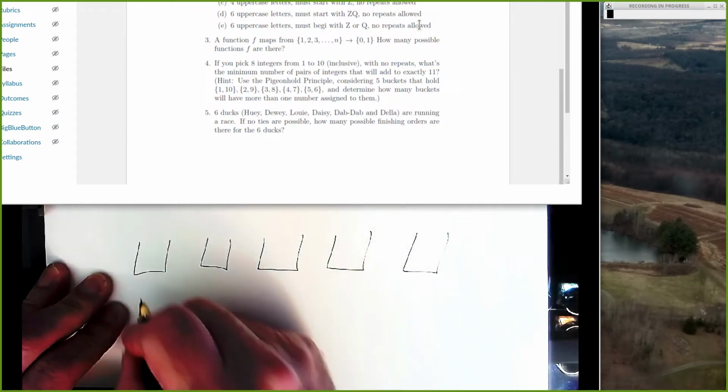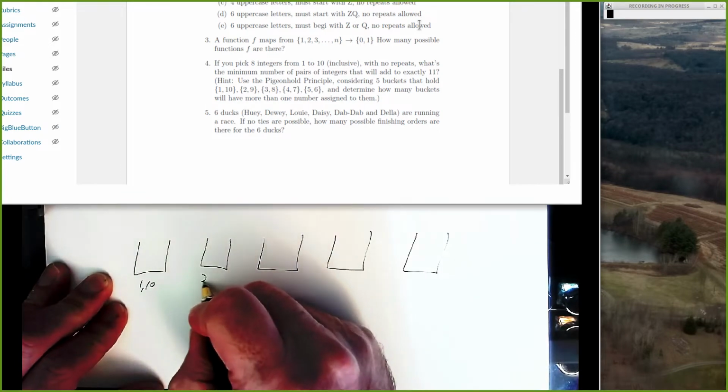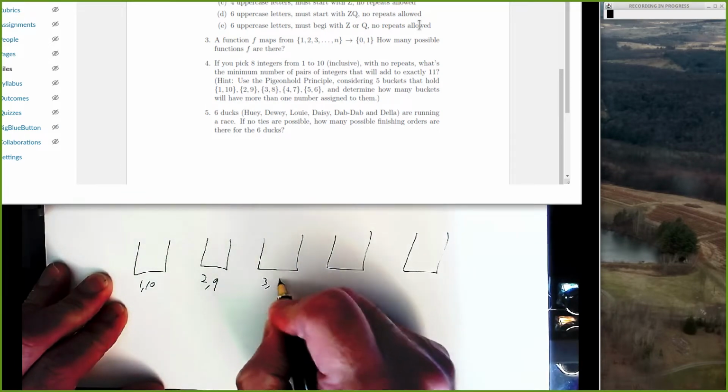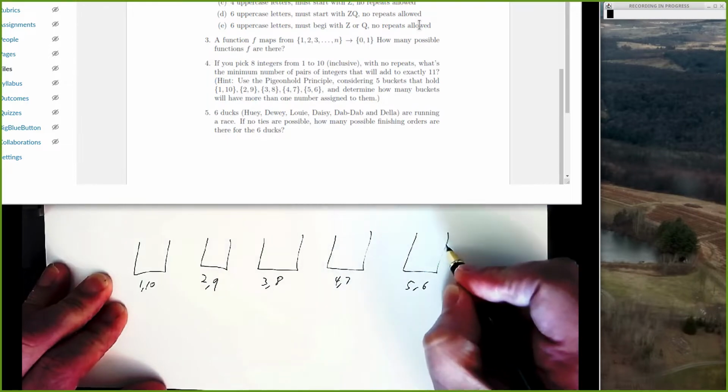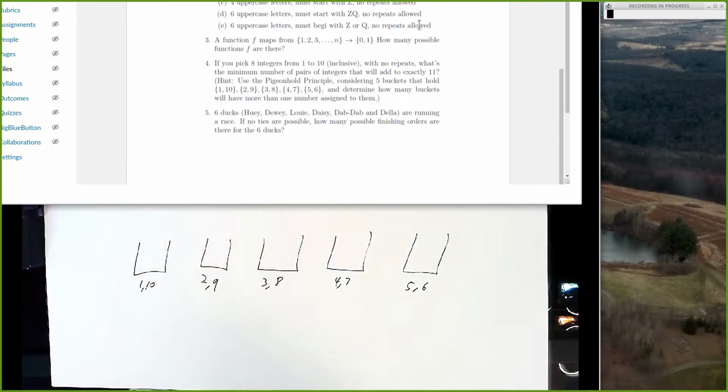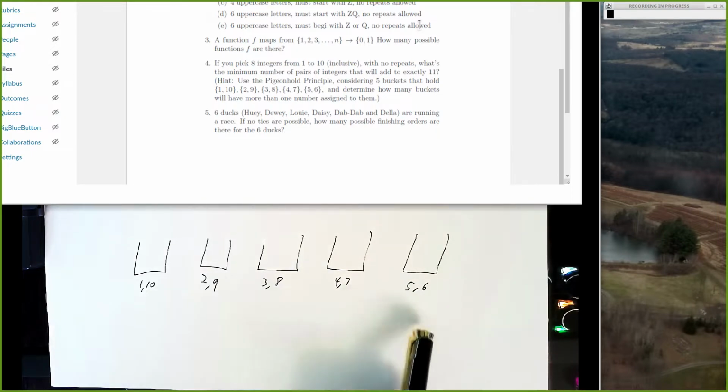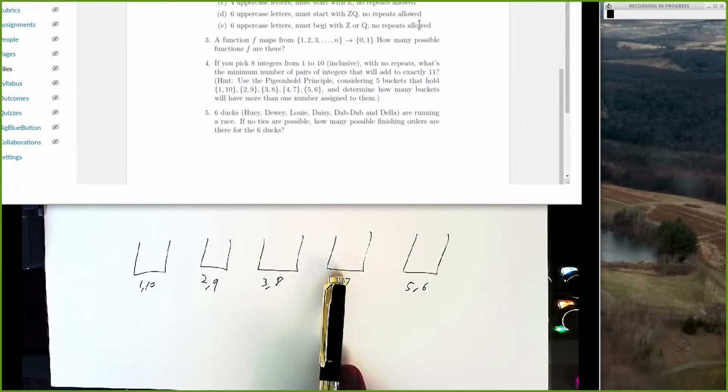And I'm going to label this 110, 29, 38, 47, and 56. And I'm presumably picking unique integers, right? No repeats. And I'm going to put each integer into its bucket. So if I pick a 7, it'll go in here. If I pick a 3, it'll go in there. And the way I've numbered these buckets, right, if I have 2 integers in here, they add up to 11.